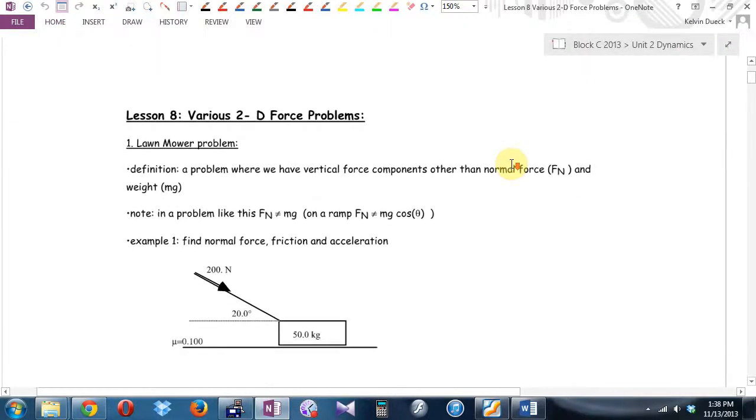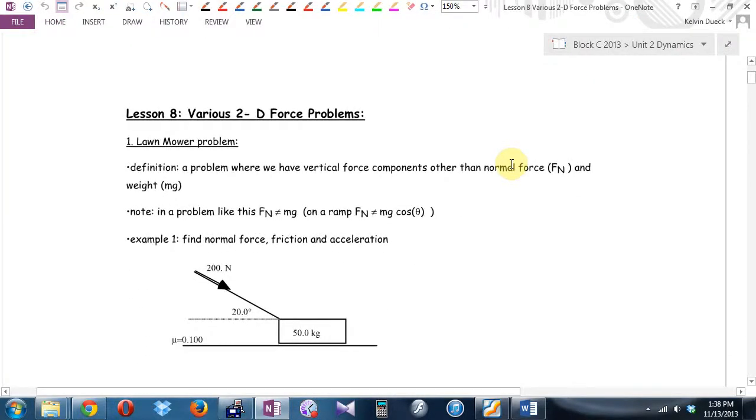So I called this various two-dimensional force problems. By two-dimensional, stuff at angles, you're probably going to mean components. The first one is the classic lawnmower problem. I like this question. What do I mean by a lawnmower problem?